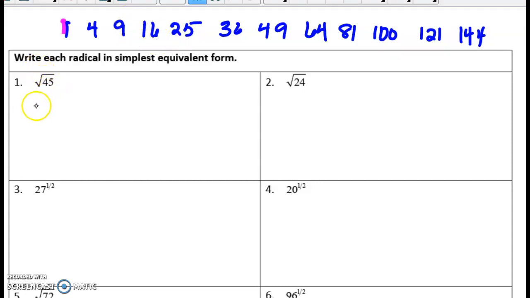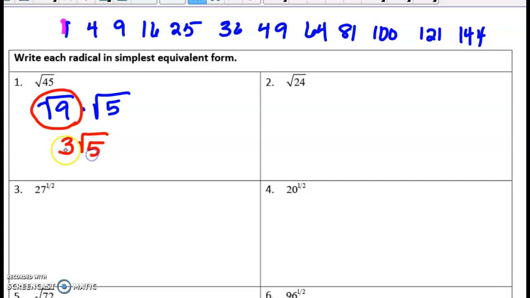So I'm going to change 45 and say it's the same thing as the square root of 9 multiplied by the square root of 5, because 9 times 5 is 45. To simplify this into simplest form, I want the highest perfect square that goes into 45, which is 9, and I don't want to use 1. 1 is not helpful. Then I find the square root of 9, which we know is 3. And 3 square root of 5 is equivalent to the square root of 45. They have the same decimal approximation.